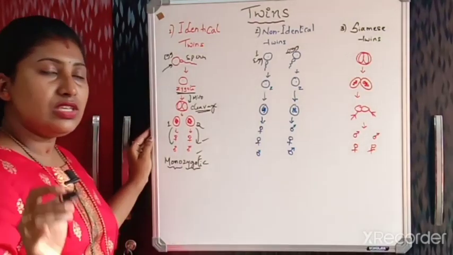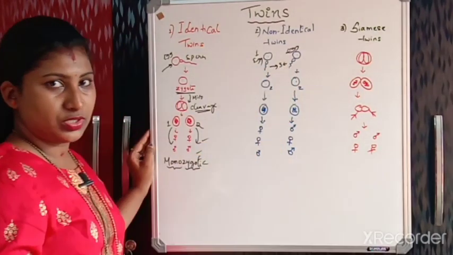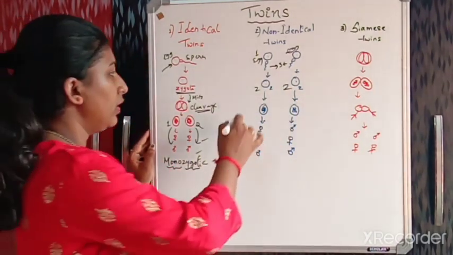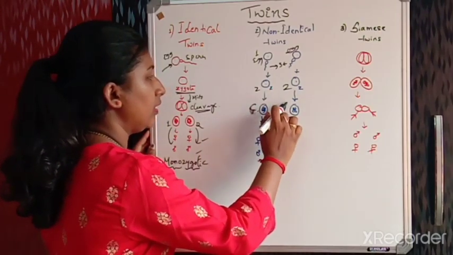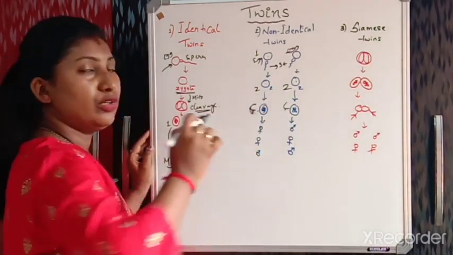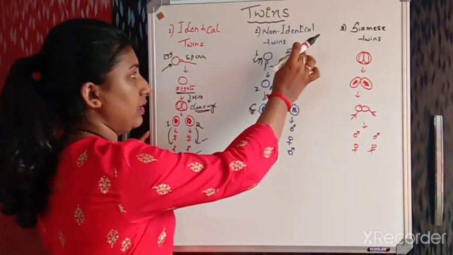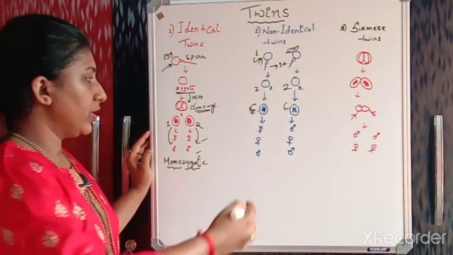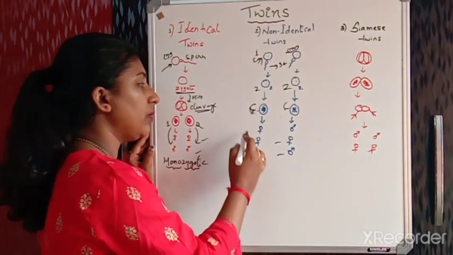These two eggs are fertilized by two sperms, and then two zygotes will be formed, right? They undergo cleavage, and new individuals will be formed. Here the combined chromosomes are different, so the formed individuals may be of the same sex or of different sex.